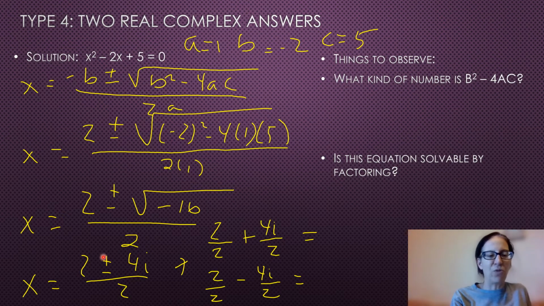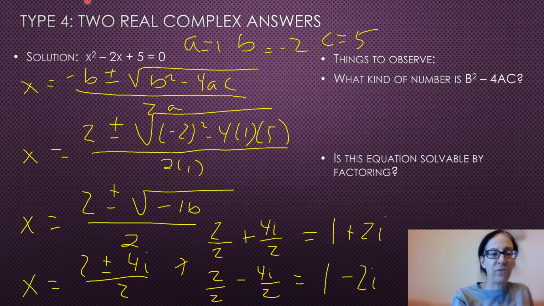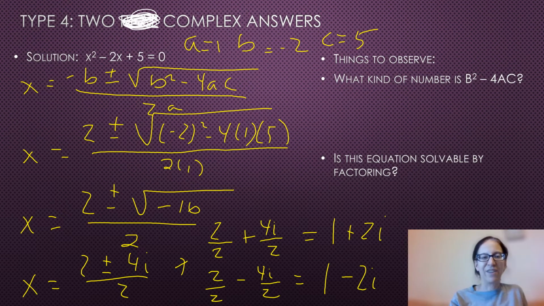So you got the 2 over 2 and then the 4i over 2. 2 over 2 is 1, and then 4 over 2 is 2i, so that'd be 1 plus 2i, and then same on the bottom. And do note that you have 2 answers, okay? Two real complex answers. Oh my word. They're not real, they're complex.